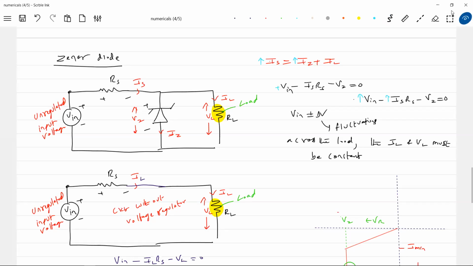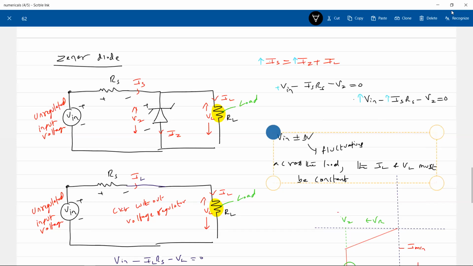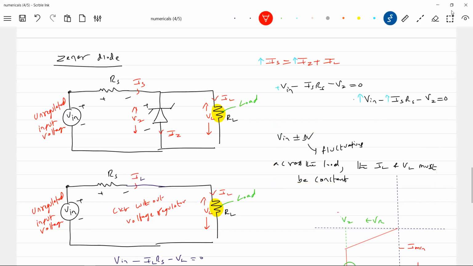And what is this device? Though IZ increases, VZ will not change. So what we are ensuring is VZ is in fact equal to VL. So further we'll write one more step, it'll be easy for you. Therefore, what is VL equal to? V in minus IS RS.